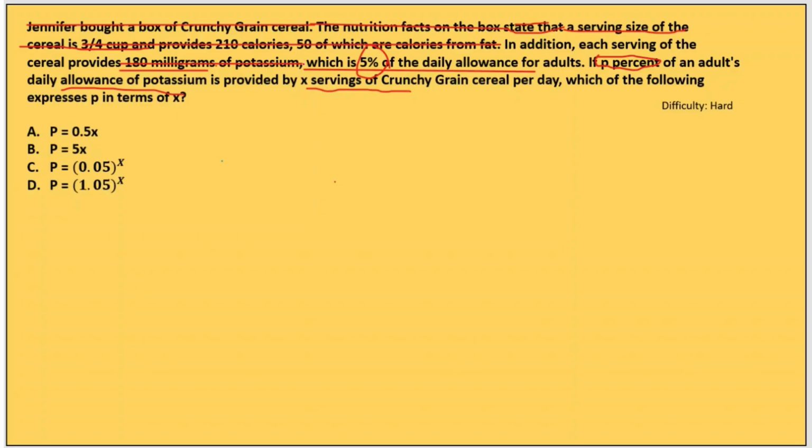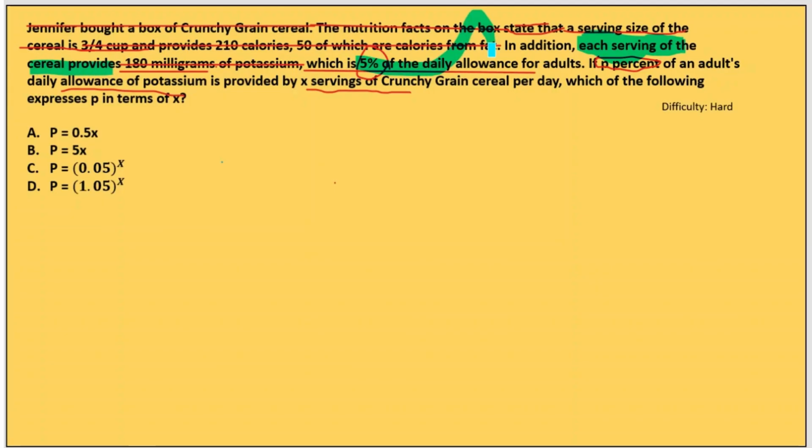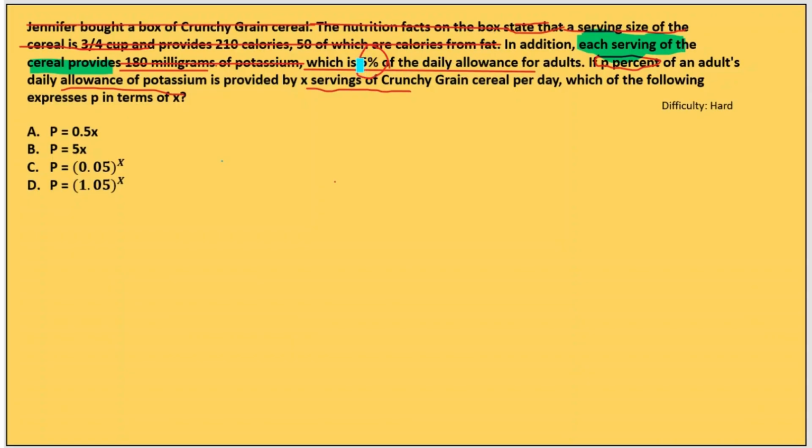So I guess you have seen how the elimination method has worked here, and now we are going to solve this question. So, from this one, what information do we see here? We see here P% of an adult's daily allowance of potassium. Sorry, not this one. This is also important, but no. We see here each serving, which means one serving of the cereal, provides 5% of the daily allowance for adults.